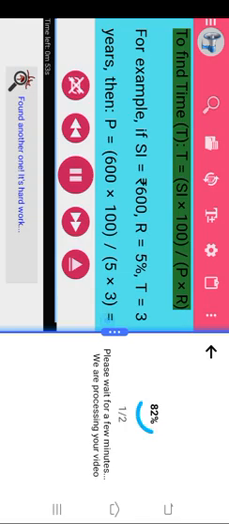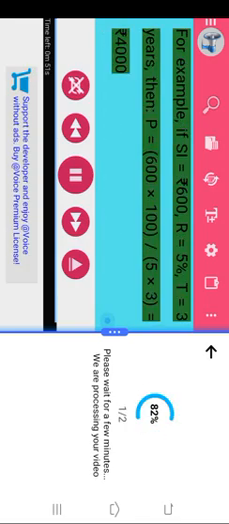To find principal, P equals SI times 100 over R times T. To find rate, R equals SI times 100 over P times T. To find time, T equals SI times 100 over P times R. For example, if SI equals 600 rupees, R equals 5%, T equals 3 years, then P equals 600 times 100 over 5 times 3 equals 4,000 rupees.